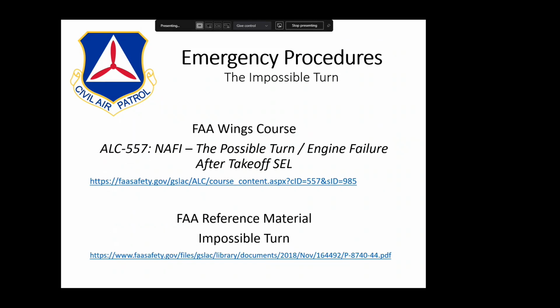All right, next. And there's a lot of material on the impossible turn. A lot of material. This is just two. There's some FAA material. There's an FAA course. There are also some great articles that argue about the different bank angles. There's also a video recently from AOPA that basically evaluated the different aircraft makes and models on how well they do. And one of the conclusions was that the ground speed is actually a big factor in the success rate of going back.